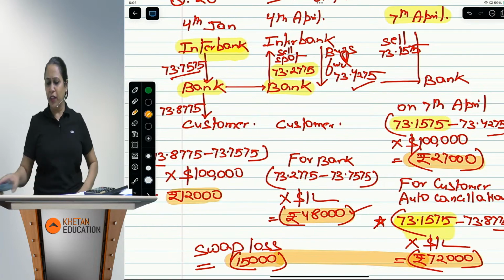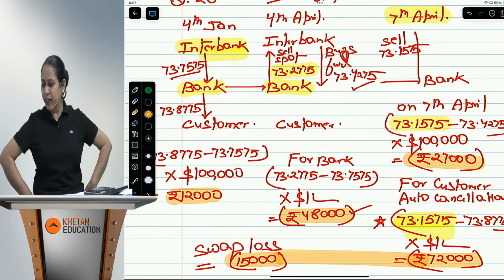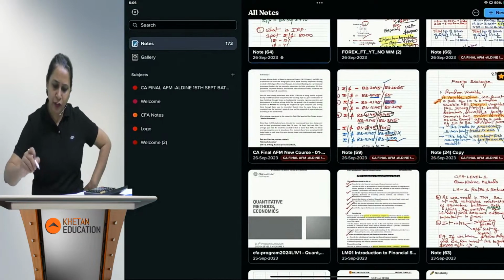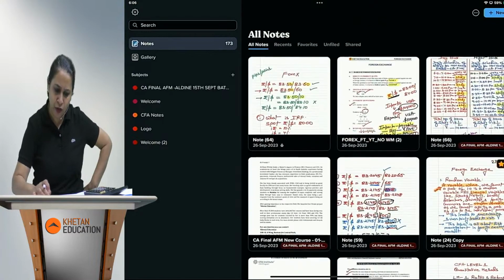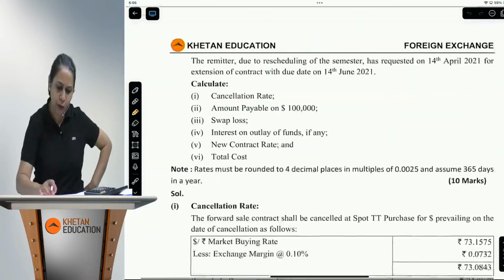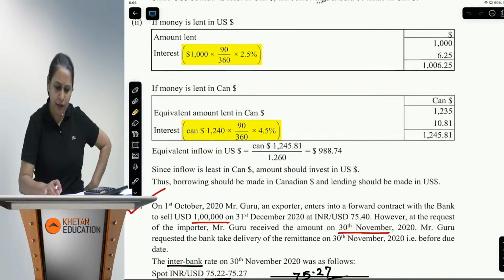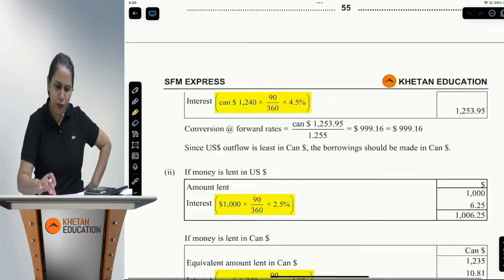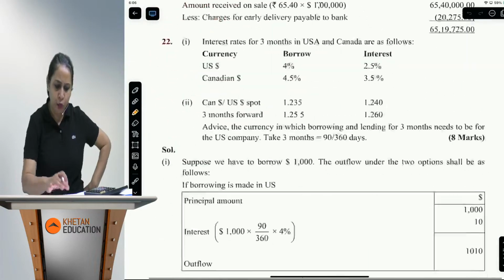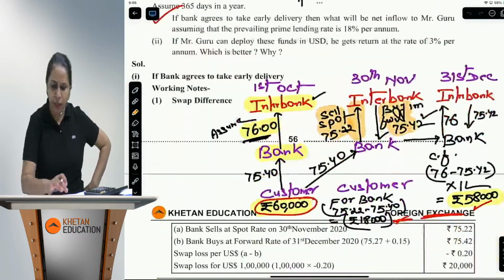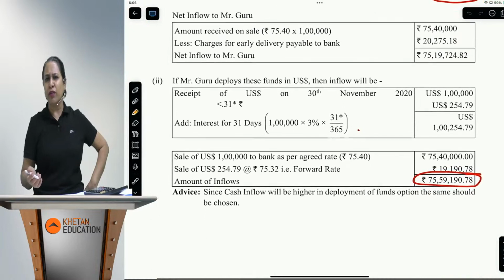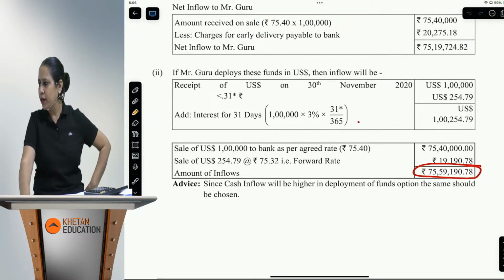Should we take a tea break? I think we are done with the fate of forward contracts. Now you can manage on your own also. Not a problem. So this complete topic is done. Now we are left with this one more question, 22 we have to do, and some 10 pages more. I think we will take around 1 hour more maybe.